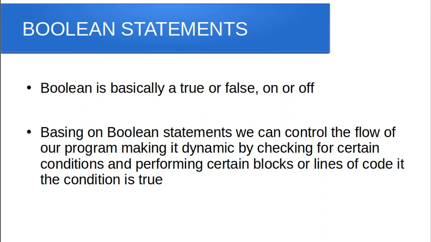So we use Boolean statements to make control flow in our program and add dynamicity to it. For example, you want to take in a person's age, right? And you want to print adult if the person is 18 or greater, and you want to print not adult if the person is less than 18 years old. To do this, you're going to use Boolean statements. Let me explain in just a second.